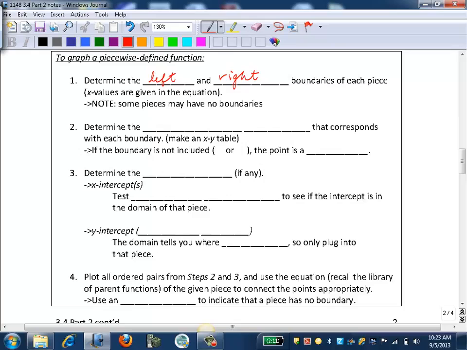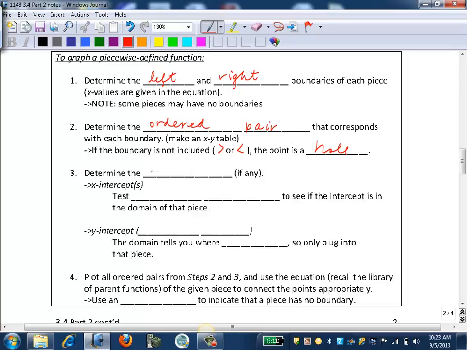Okay, step 2. Once we find the boundaries, we want to determine the ordered pair that corresponds to each boundary if possible. And we'll do that by making an xy table, plugging in an x value, and then getting out your y value to make your ordered pair. If the boundary is not included, so that would be indicated with a greater than or a less than symbol without the equals, then that boundary is actually going to be a hole, and we'll talk about that. We would indicate that with an open circle.